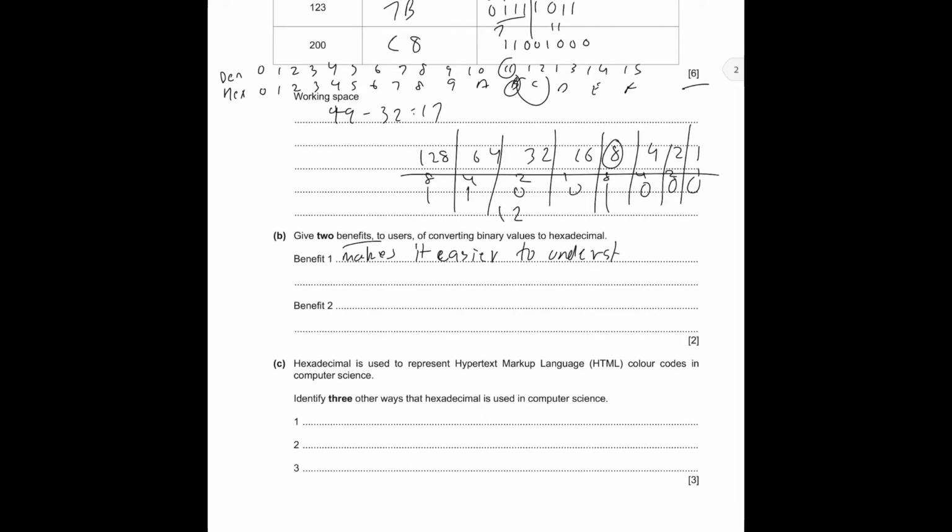So there's 1 mark. You get 1 mark for that. And second of all, it looks good. It takes up less space. That's another mark. It takes up less space, right? Because it's simplifying. Instead of writing a lot of ones and zeros on a screen.